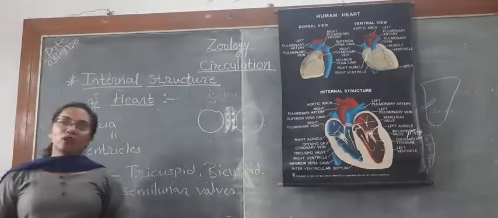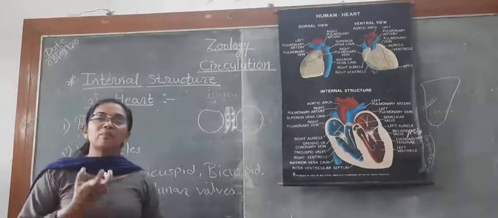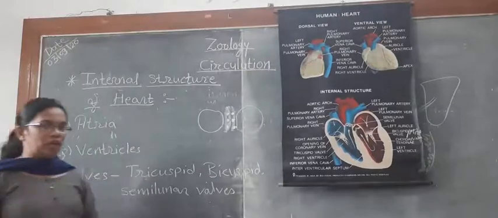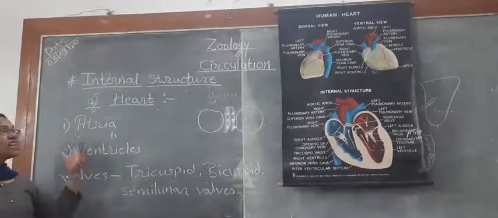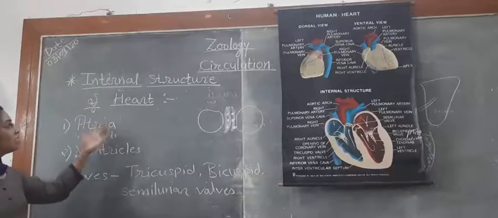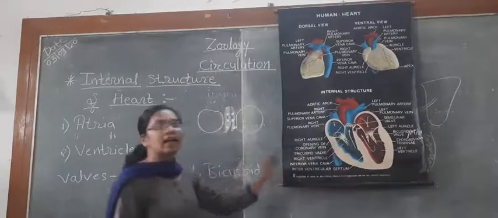Today's topic of our discussion is the internal structure of the heart. The heart is an important topic in this circulation chapter because it is the main pumping organ which pumps the blood throughout the body. Last time we saw the external structure of the heart. Now, today we see the internal structure of the heart. This is the internal structure of heart diagram.